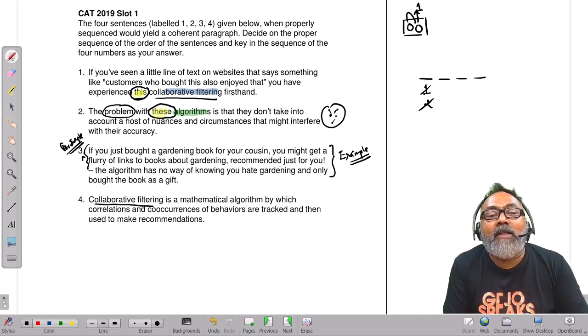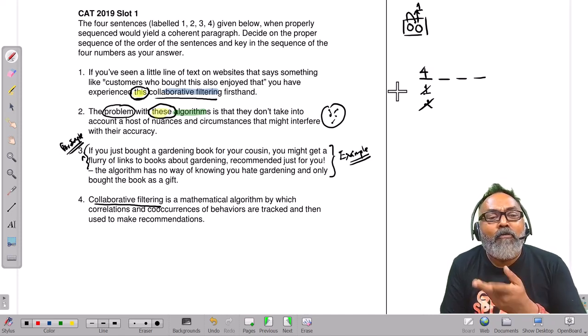Collaborative filtering. Thank you so much. I know 4 is a start. 4 is definitely a start.